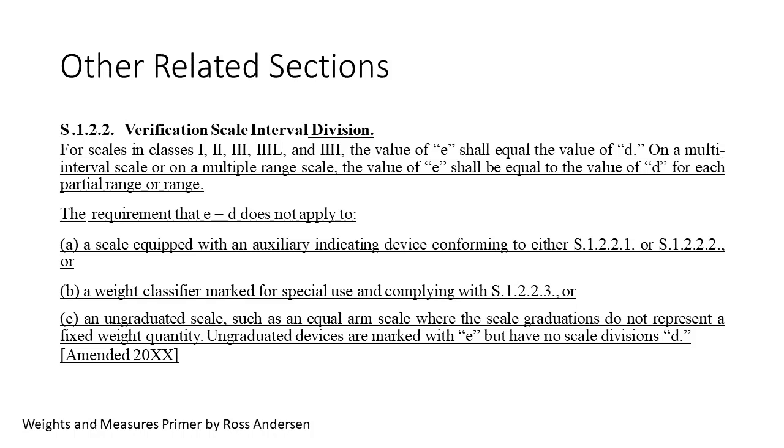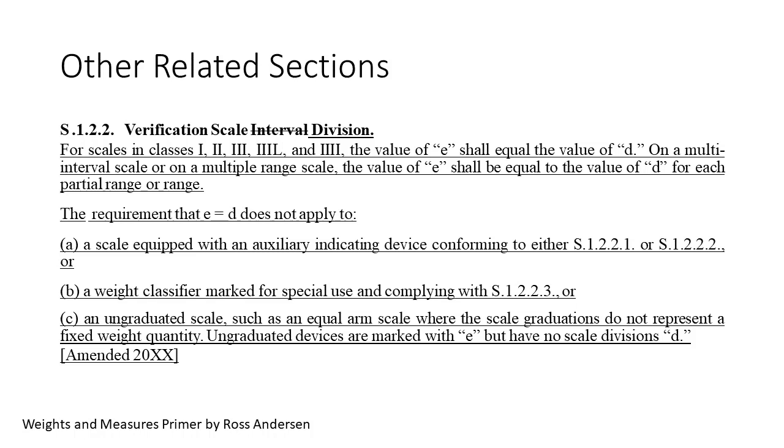The major emphasis of the proposed revision is to clarify that the norm for scales is to have E equal D. The revision also relocates current S53 in this section, addressing multi-interval and multiple range scales. S53 is to be removed later. Based on the 4 types of instruments in Tables 2 and 3 in R76, there will be 3 stated exemptions to the norm that E equals D.